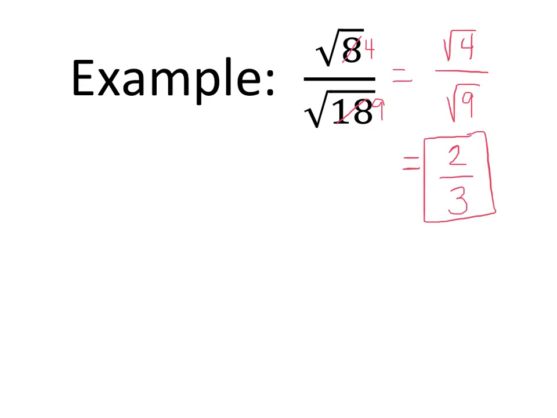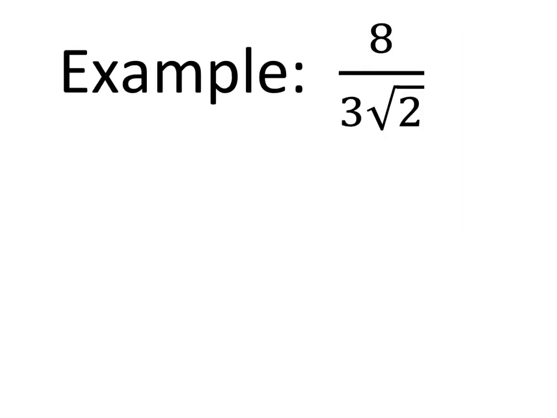Okay, check your answer. You should have gotten 2 over 3. Hope you got it right. Did you? Okay, good. I went ahead and tried it from the very beginning, going ahead and simplifying those. Both of those can be divided by 2, so I divided 8 by 2 and got 4, divided 18 by 2 and got 9. So that gives me the square root of 4 divided by the square root of 9. Square root of 4 is 2, and the square root of 9 is 3. So there's my answer.